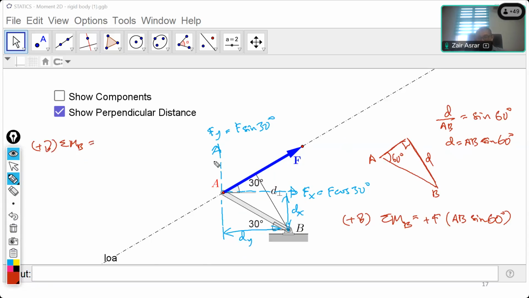So let's say we start off with Fy first. What we have here is Fy times the distance dy, and the rotation about B is clockwise, positive. And then we have Fx rotating about B, the rotation is still positive, clockwise rotation. So we have Fx times dx. Substitute the values. Fy is F sine 30 degrees times dy. dy itself is this one, which is AB cos 30 degrees.